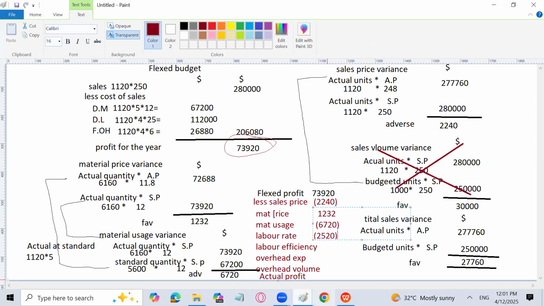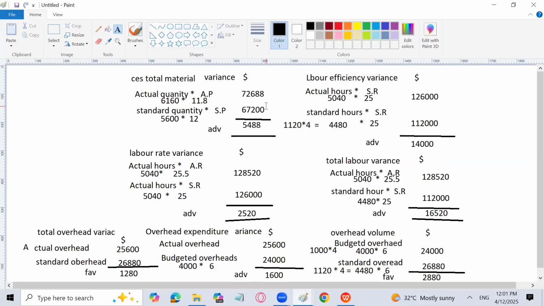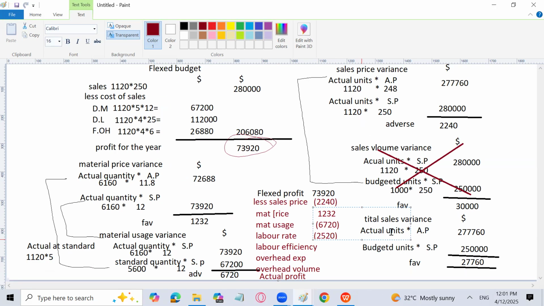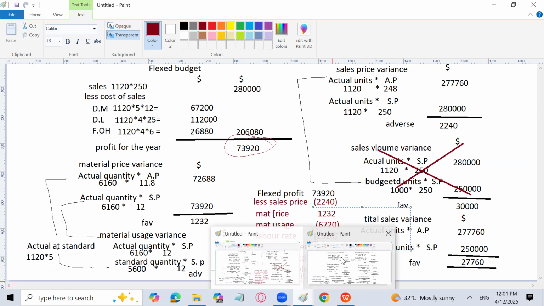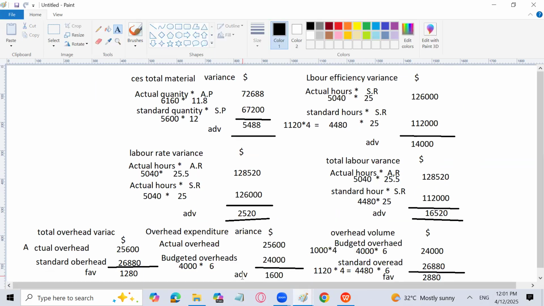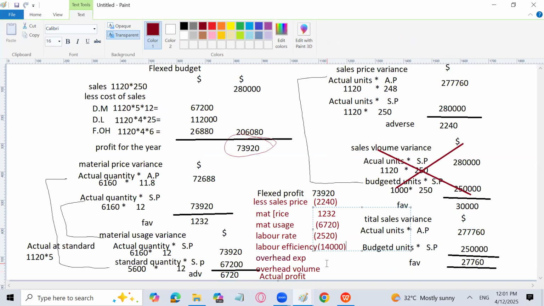2520. Then labor efficiency variance. Labor efficiency variance is adverse again, 14,000. It will be subtracted. Then overhead expenditure variance, that is going to be adverse 1600, subtracted, and overhead volume 2880 favorable, that will be added. So overhead expenditure will be subtracted, that is 1600, and overhead volume will be added, that is 2880.